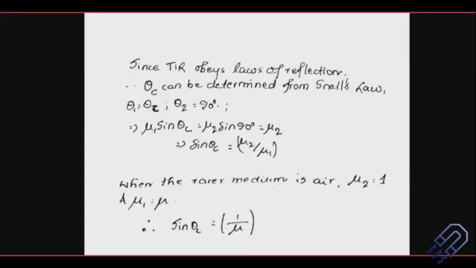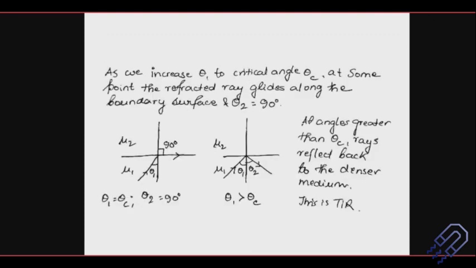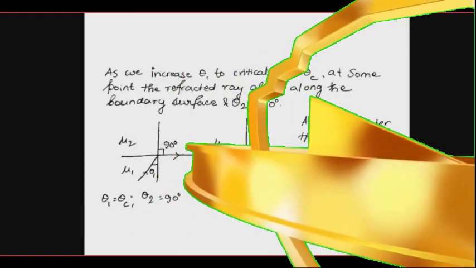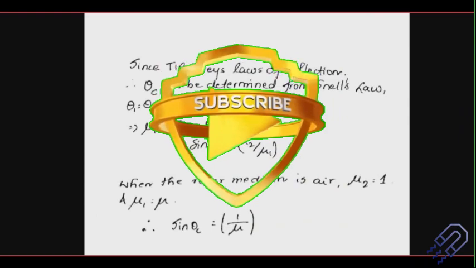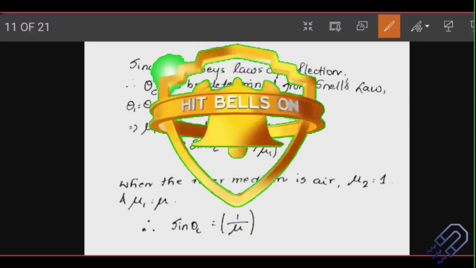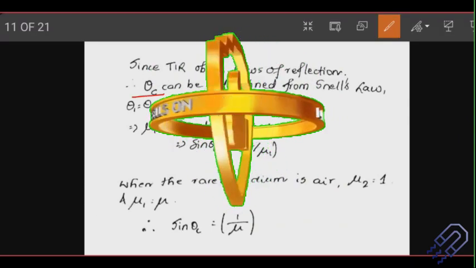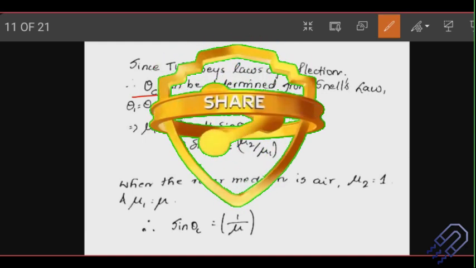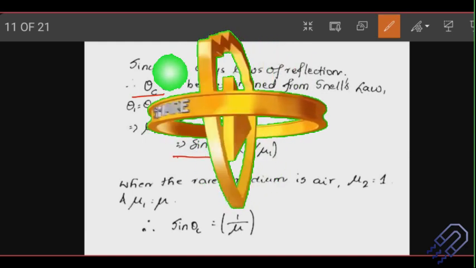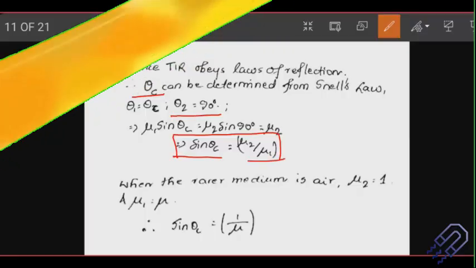So this total internal reflection will obey the laws of reflection. If I get back to the previous one, if you look at the second ray diagram, you see that it gets reflected back into the same medium. Okay, so that means it has to follow the laws of reflection. And in simple words, as already explained, theta c is the critical angle, and we can easily find it out, right? So theta 2 would be 90 degrees here. So sine of theta c is mu2 by mu1.